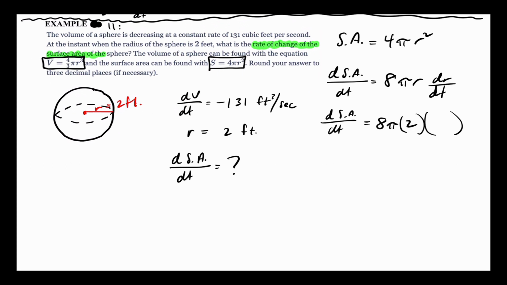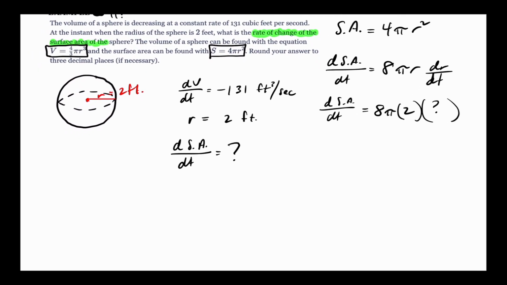R is 2. We know r is 2. But we don't know dr dt, right? That one we don't know. Just like the last two problems, we don't know that guy. We don't know it right now. So when you have something like this, that's when we're going to use the other formula. That's why they gave us another formula. So what we're going to have to do is use volume to figure out that part. So we're going to have to use the volume formula to figure out what dr dt is.